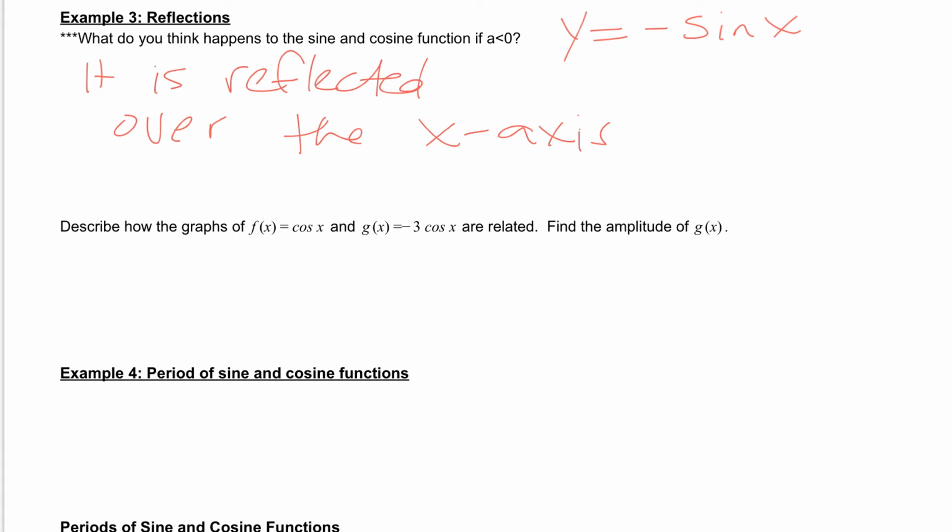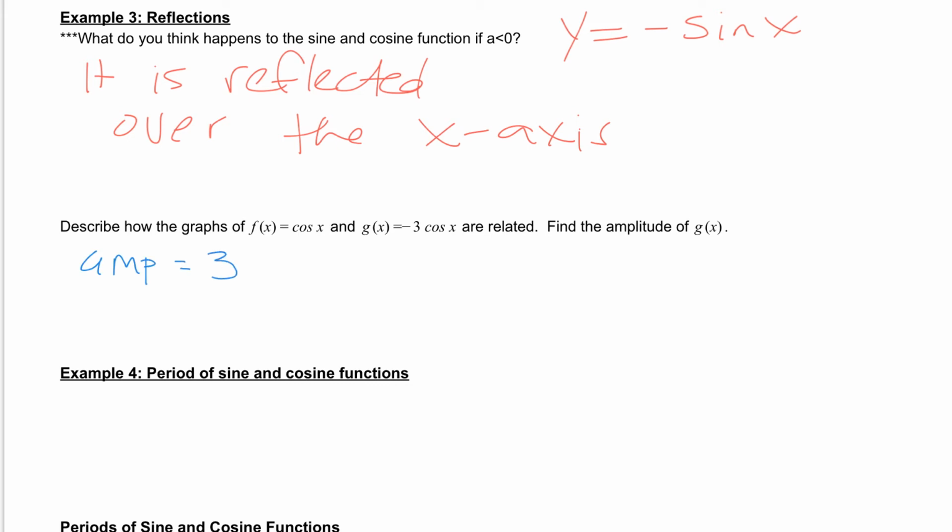And then let's take a look at the next question. It says, describe how the graphs of f of x equals cosine x and g of x equals negative 3 cosine x are related, and we want to find the amplitude of g of x. Now remember, the amplitude is always a positive number. Just because our a value is negative does not mean the amplitude is negative. The amplitude is that absolute value, so the amplitude is just equal to 3.